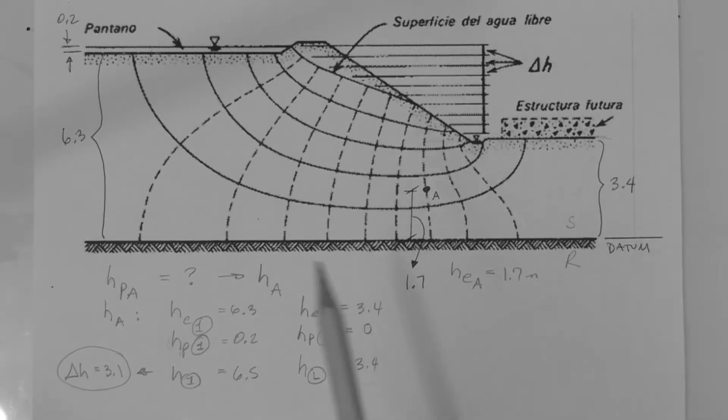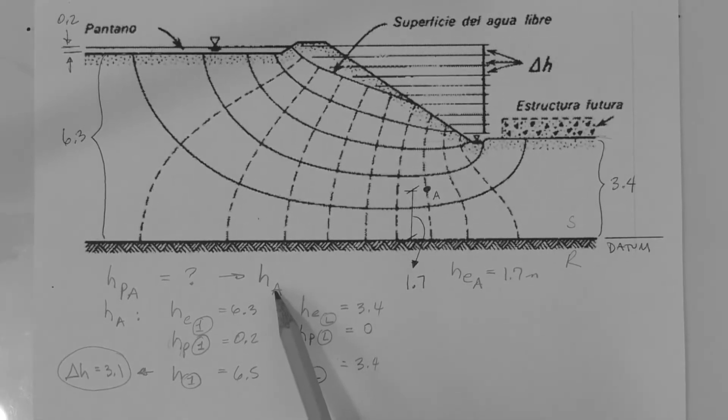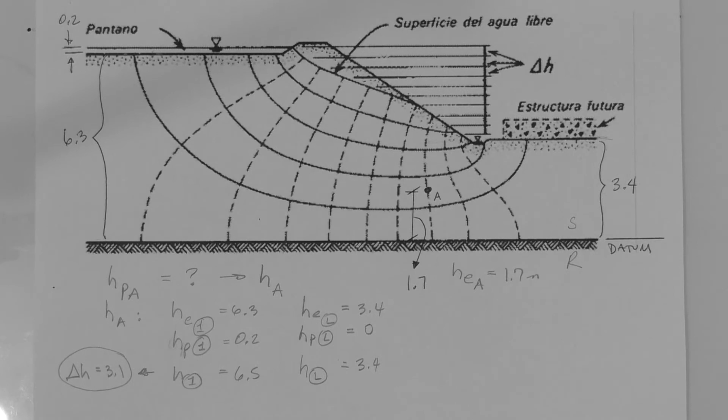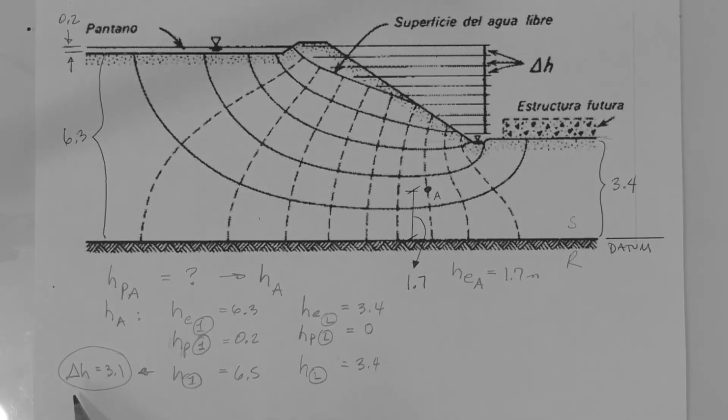So remember, we're trying to get the total head at point A. First step, get the head at the first equipotential. Second step, the head at the last equipotential. Third step, we did it right here, determine the change in head, or the head lost due to seepage in total, which is this minus that, 3.1 meters.